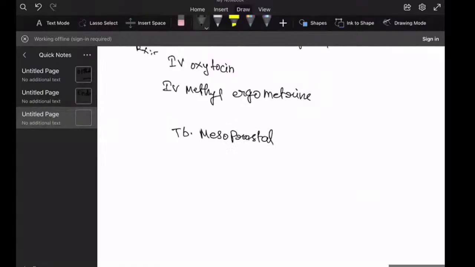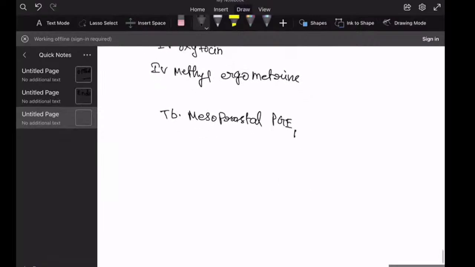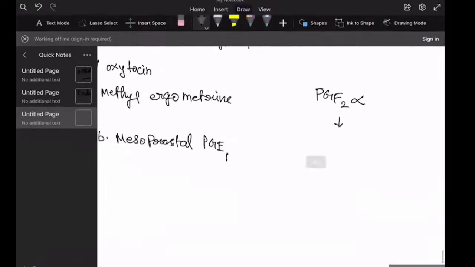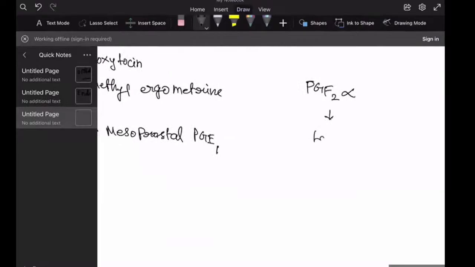Misoprostol. Which prostaglandin is it? PGE2? PGF2 alpha? No, PGF2 alpha is present in the eyes. PGE1. Okay, sir. PGF2 alpha, where is it used? In the eyes, in which condition do we use PGF2 alpha? In glaucoma, you use travoprost.